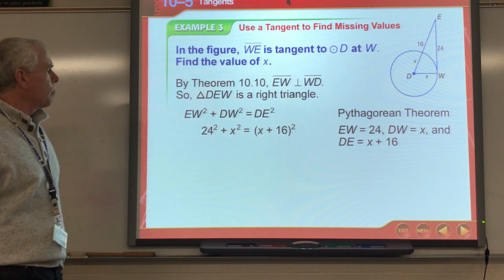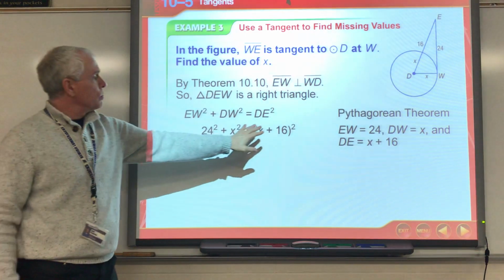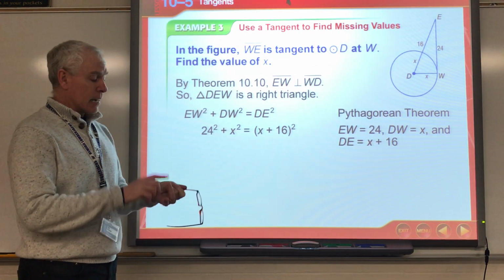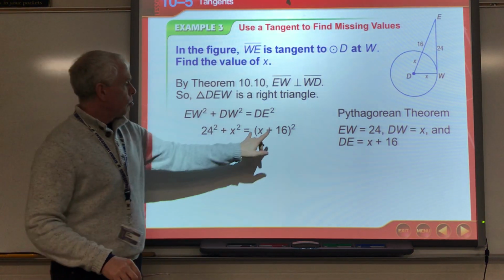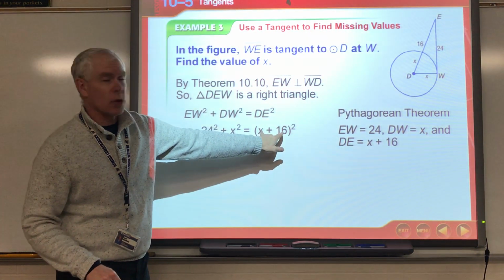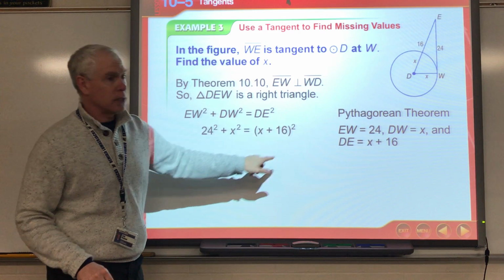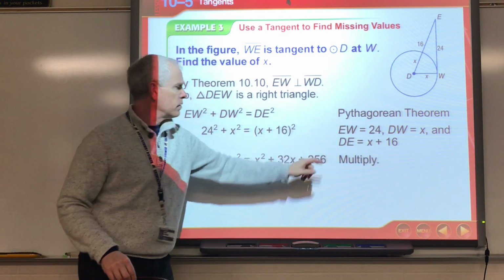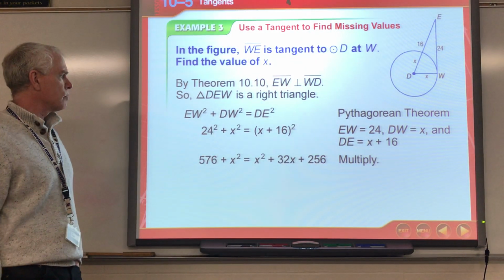Now what you have to remember, the left side's easy, but when you square a binomial like this, you're going to get x squared plus what you get when you multiply those together doubled. So plus 32x plus 16 squared, or 256. You've got to remember that middle term. A lot of kids forget it.